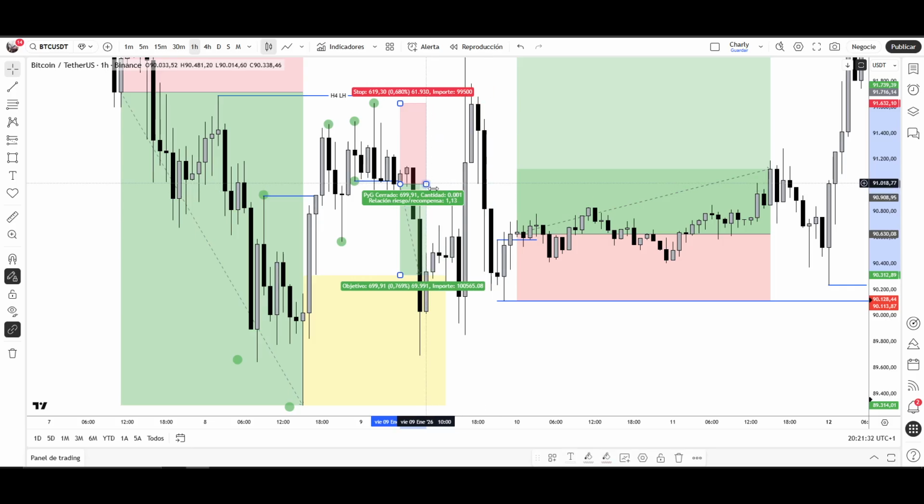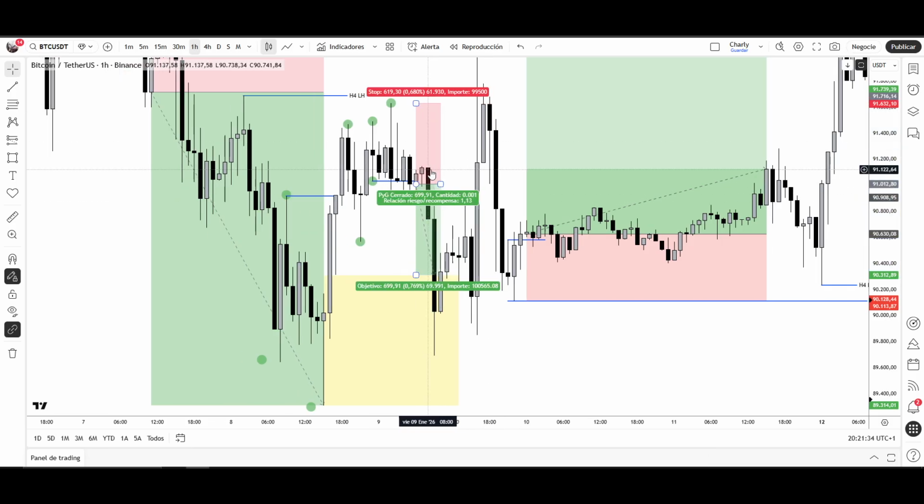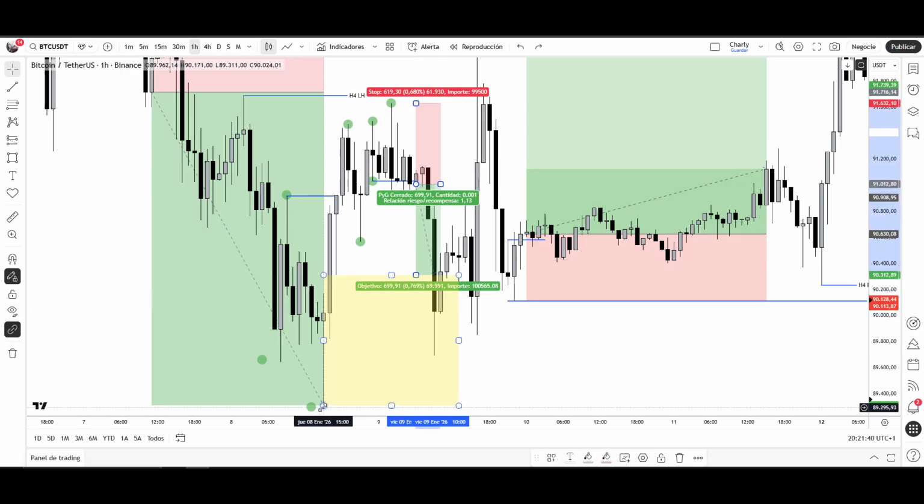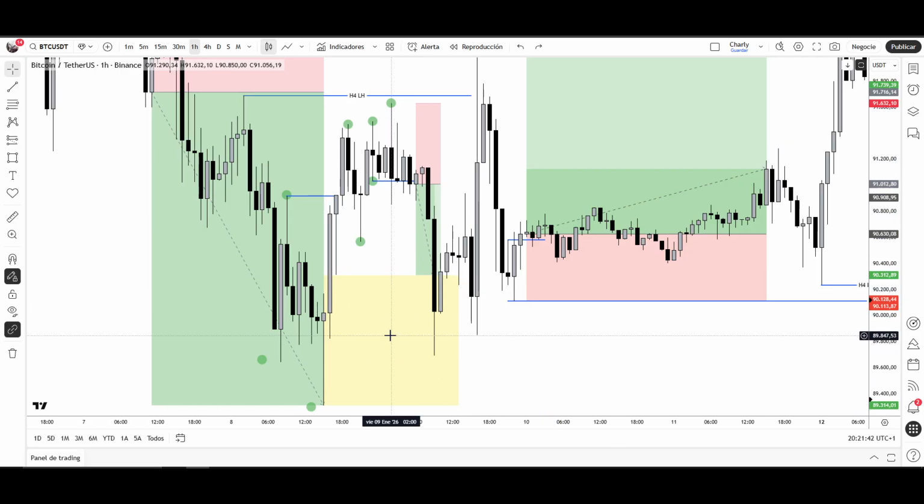Right here, boom, 1 to 1.13. That's fantastic. Look, yeah, the market went lower a little bit more, but it didn't break the lower low because it respected the demand area of the 4 hours PRP. That was a snipe of an exit. Fantastic. Then the market went to the upside and broke the 4 hours lower high.